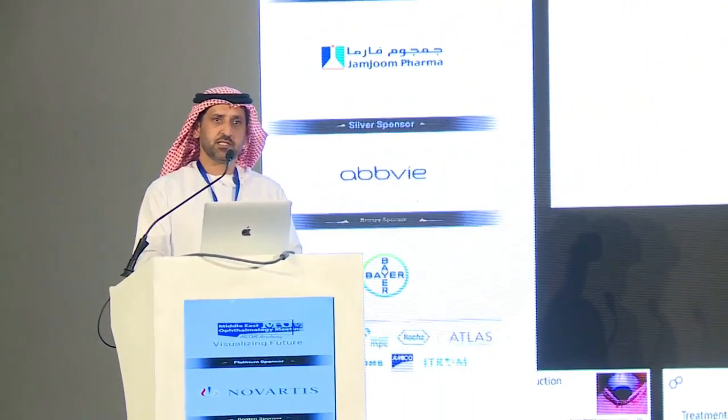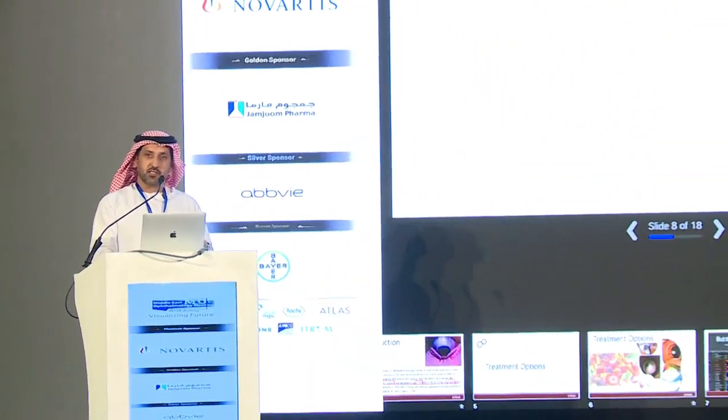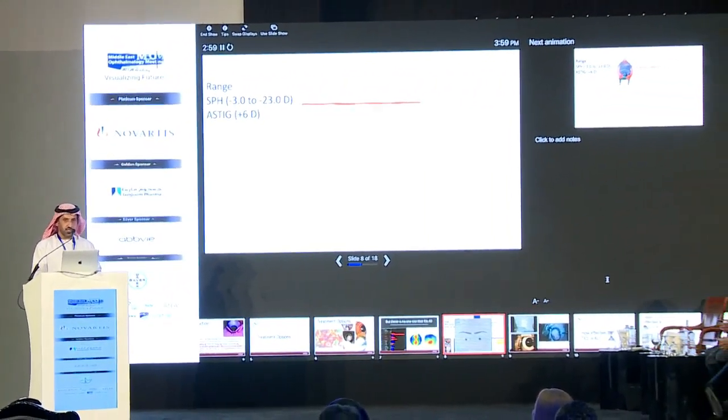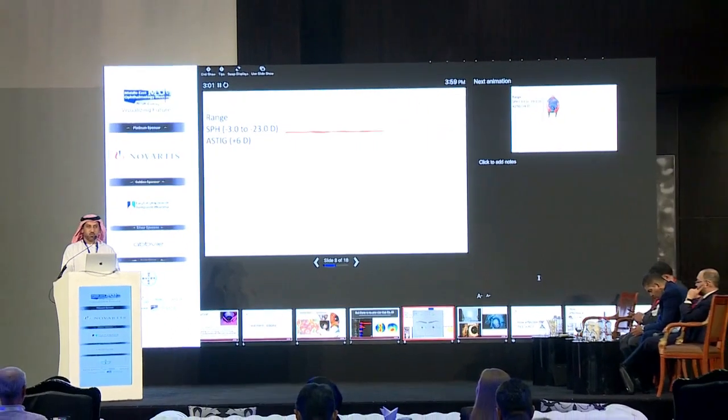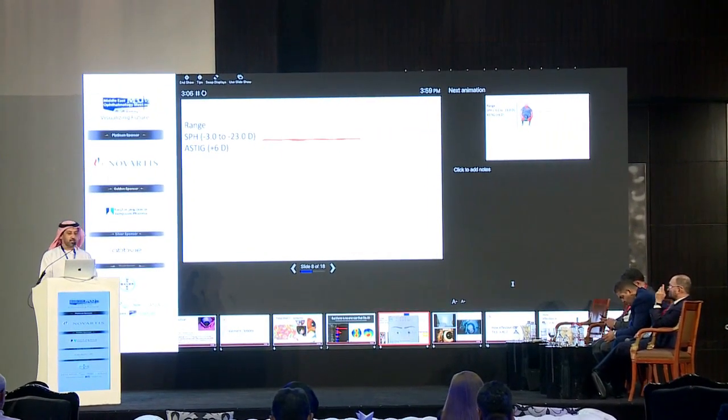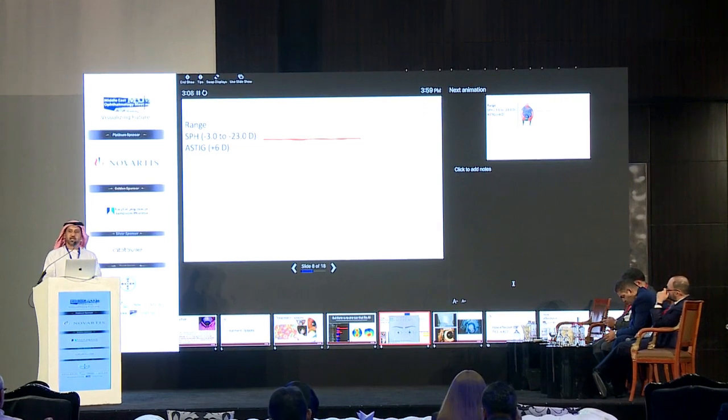So I'll just introduce the Collamer to you. We need to know the range of this modality, what it can tackle, and it was designed for myopic eyes. It was not designed for keratoconic eyes, but we are using it now more often to correct those eyes. The range is between -3 and -23, and it can correct astigmatism up to +6 diopters.